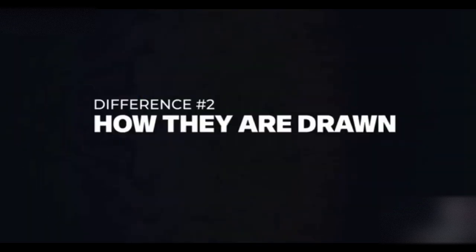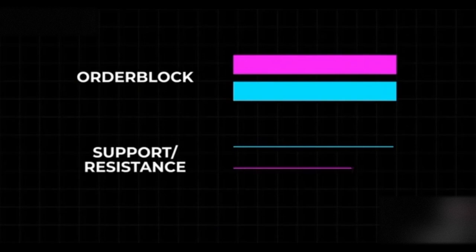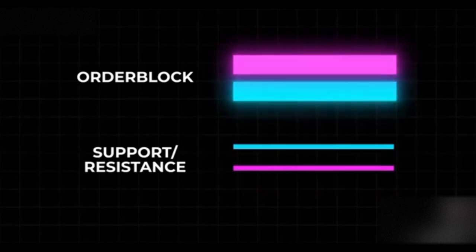For example, if the price once rejected this level here and another rejection happened here, then we can draw a support level. Second difference is how they are drawn on the chart. Order blocks are typically drawn as thick zones or areas, while support and resistance levels are usually drawn as lines. Even if they're drawn as zones, they're usually thin zones, not as thick as order blocks.